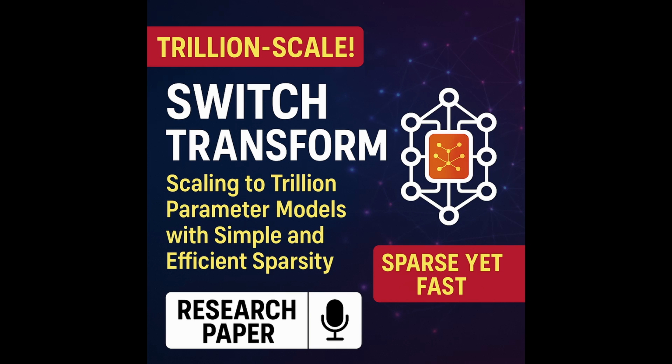So how did switch transformers come in and save the day? What was their big innovation? The key innovation was actually simplification.